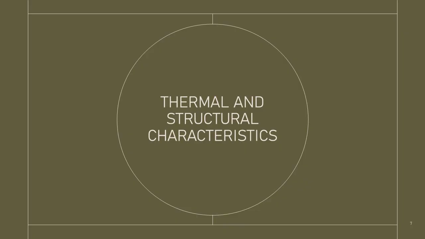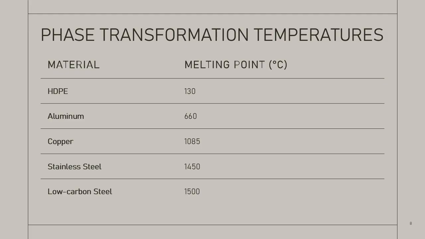Next, we'll look at phase transformation temperatures and density, which are critical for material selection. Phase transformation temperatures include melting points for metals and ceramics, glass transition temperatures for polymers, and Curie points for magnetic materials. These temperatures dictate processing conditions and service limits.